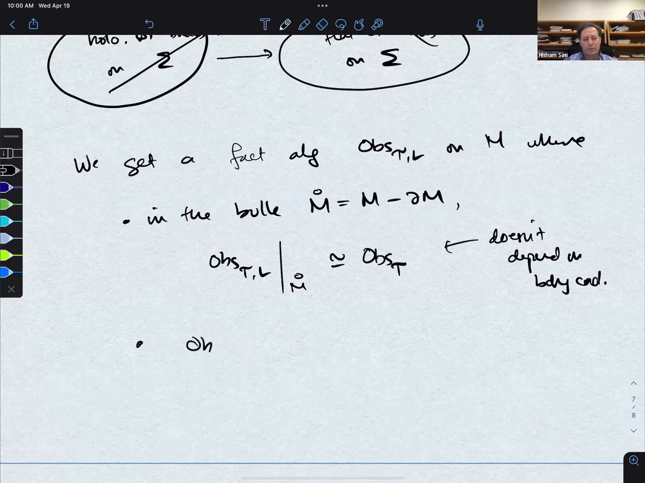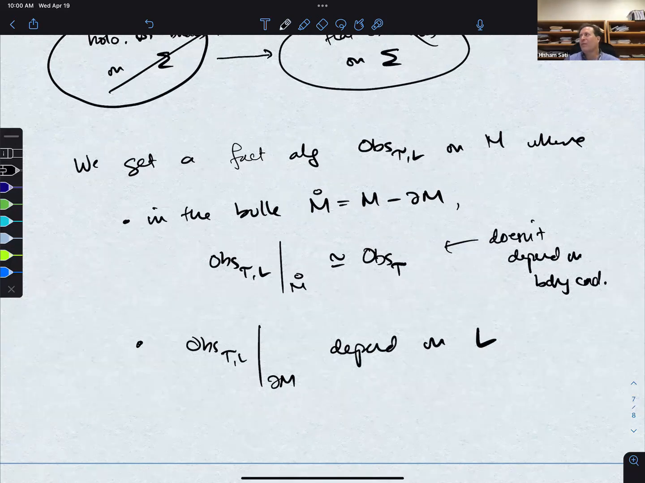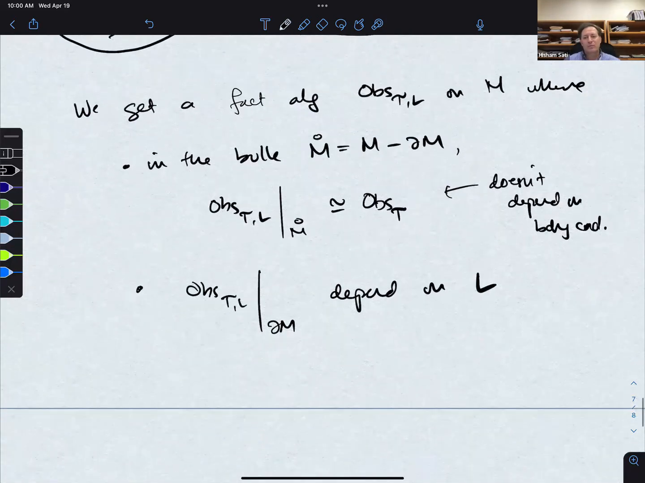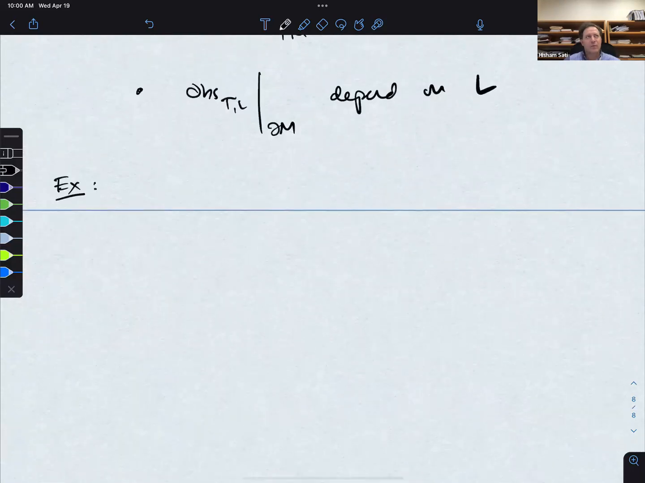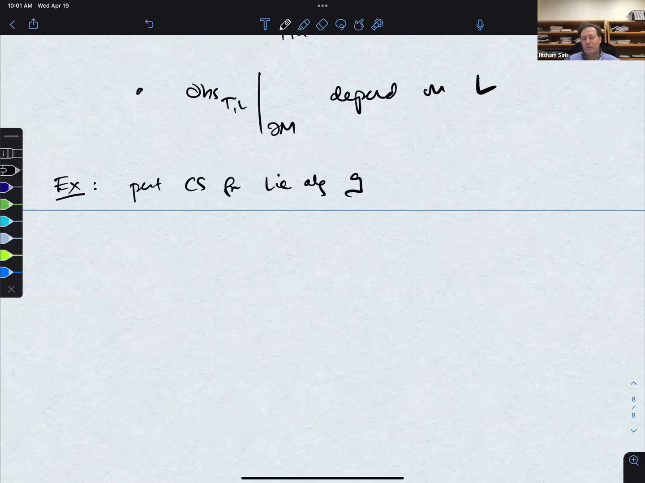But if you take obs TL and restrict it to the boundary, this does depend on the boundary condition L. So maybe just to mention an example, because I'm running out of time, we do this Chern-Simons example. We can do perturbative Chern-Simons, which only depends on a Lie algebra. I can view it as a complex Lie algebra if I want, G, on a 3-manifold, an oriented 3-manifold.